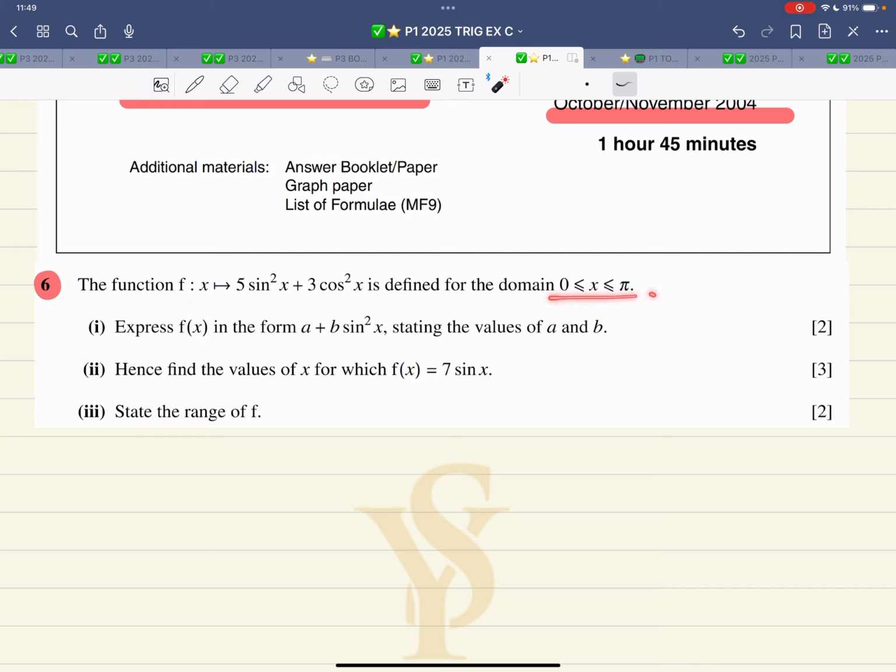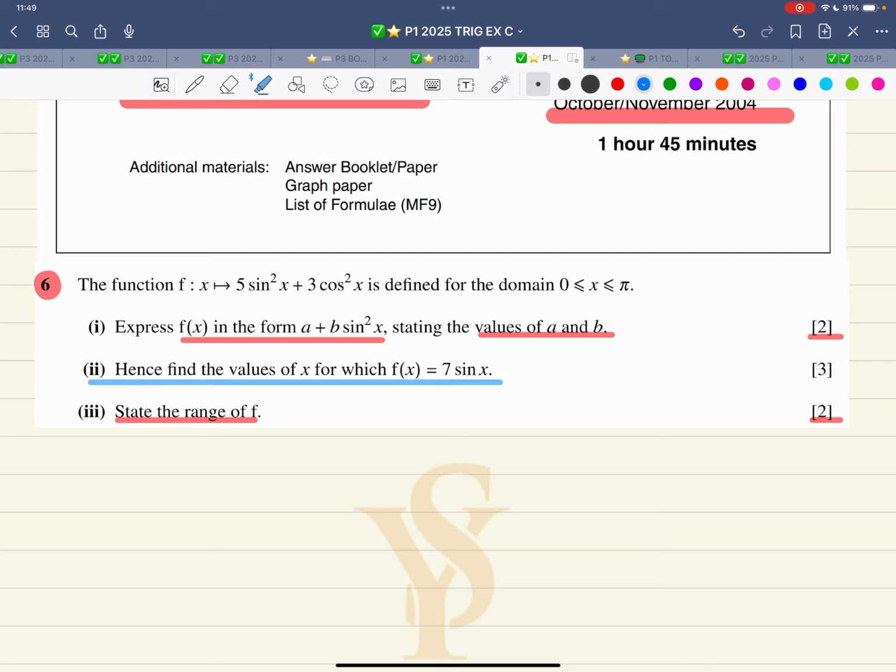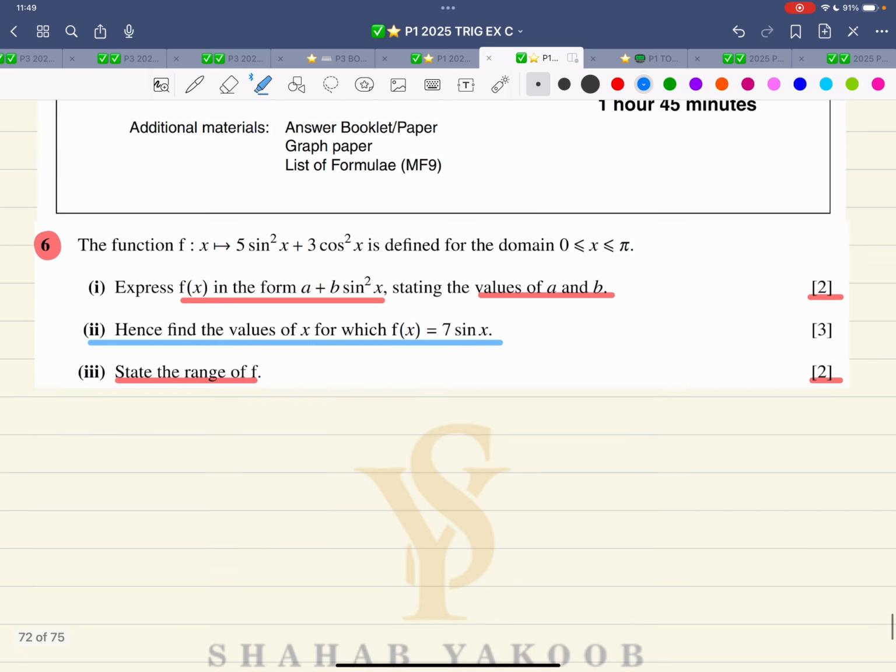Now the question says f(x) is 5 sine square x plus 3 cos square x. It's defined for this particular domain. Express f(x) in this form, totally in terms of sine, stating the values of a and b for 2 marks. Then part 3, state the range of f, that is also for 2 marks. And then there is something in the middle, that is, hence find the values of x for which f(x) is 7 sine x.